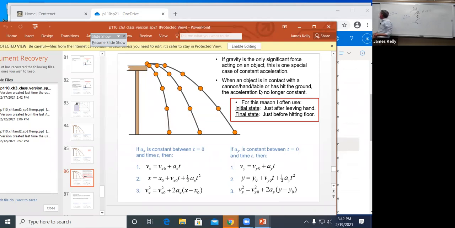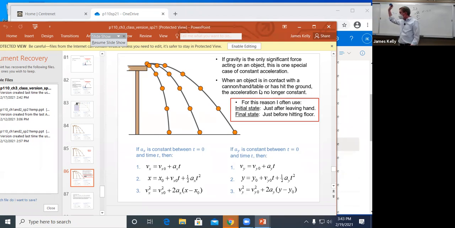When an object is in contact with the cannon or my hand, right? If I'm in the process of pushing it up like this, my hand's exerting a force on the ball. I'm just appealing to your intuitive notion of force right now, since we haven't talked about it. So it's not a case of constant acceleration if I'm including a period of time when I'm actually pushing on the ball. It's got to be after it's released from my hand. That could be the initial time.